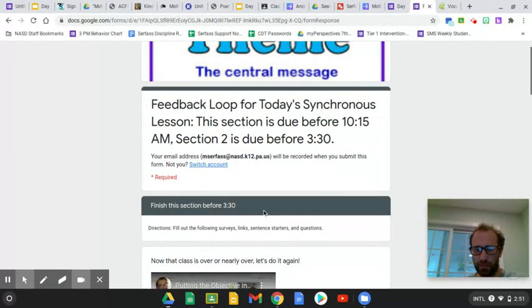Then I click next, and then time passes, and you get this thing here. It says this is due before 3:30, but after class. After class, don't do section 2 until class is over. Wait till class is over. Don't do section 2 until class is completely done. I say it a million times every time, and I mean it. Please wait until after class to do section 2.